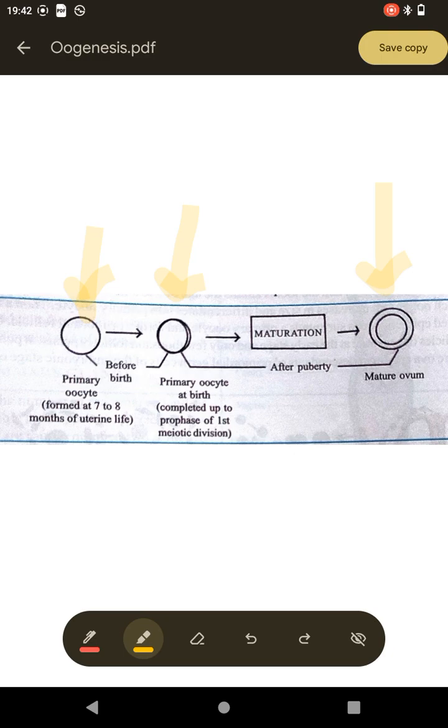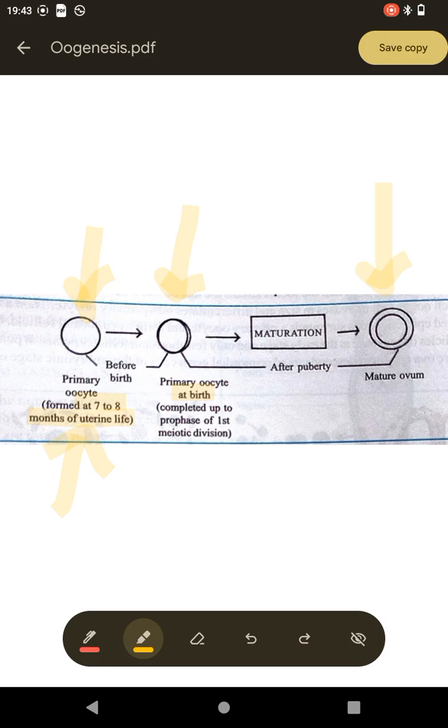First, the primary oocyte is derived from the oogonium, and this primary oocyte is formed at 7 to 8 months of the uterine life from the oogonium, and all these processes occur before birth, that is, prenatal. And at birth, what happens? The primary oocyte will arrest the meiotic division at prophase I.